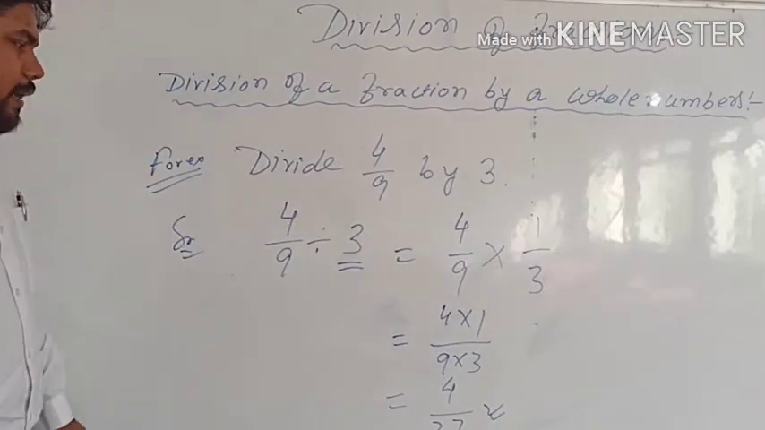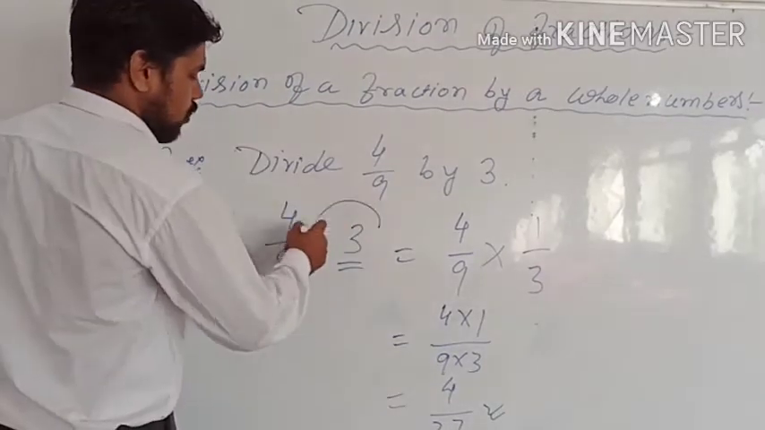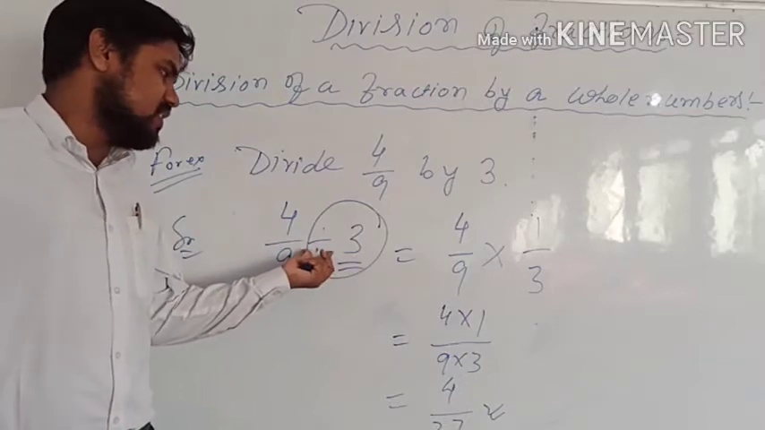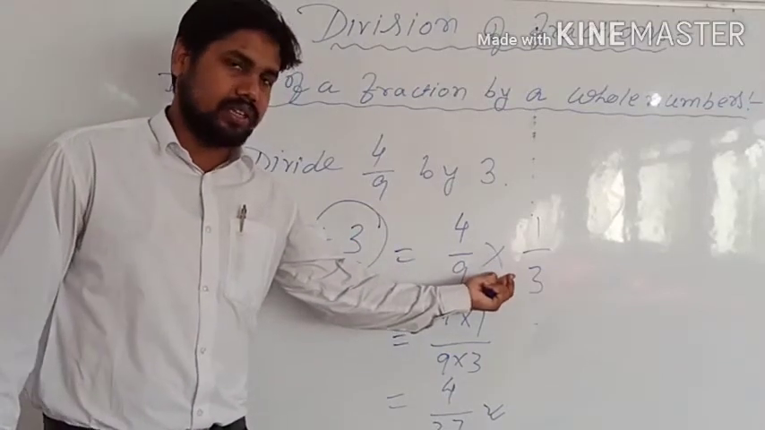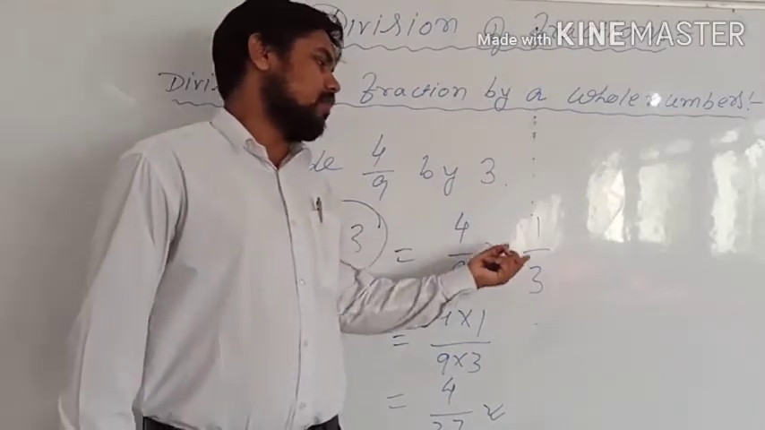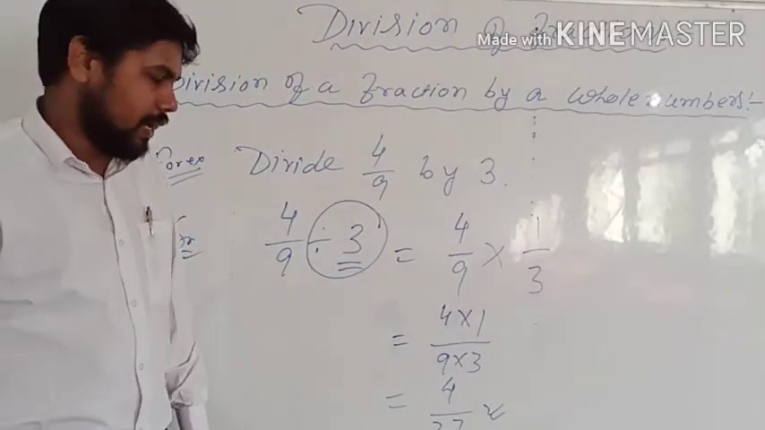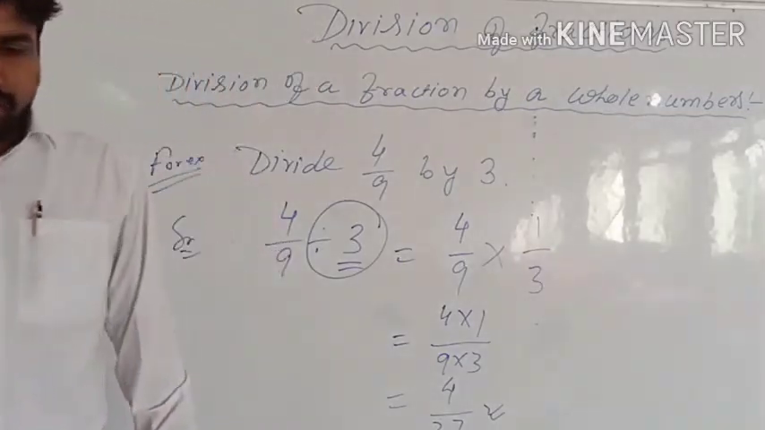Okay. So very simply, we have to understand this concept very well, what a reciprocal is, and whenever you convert division into multiplication, we write the reciprocal of the number. Okay, so this concept you have to keep in mind. So this is how we can solve.